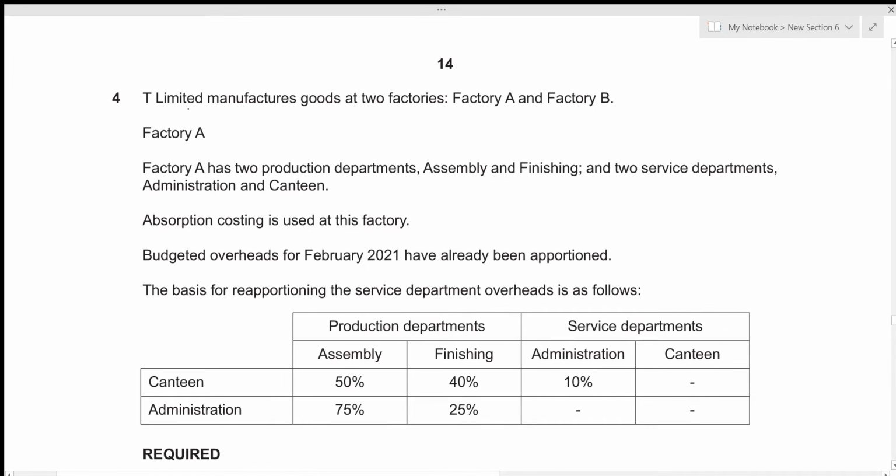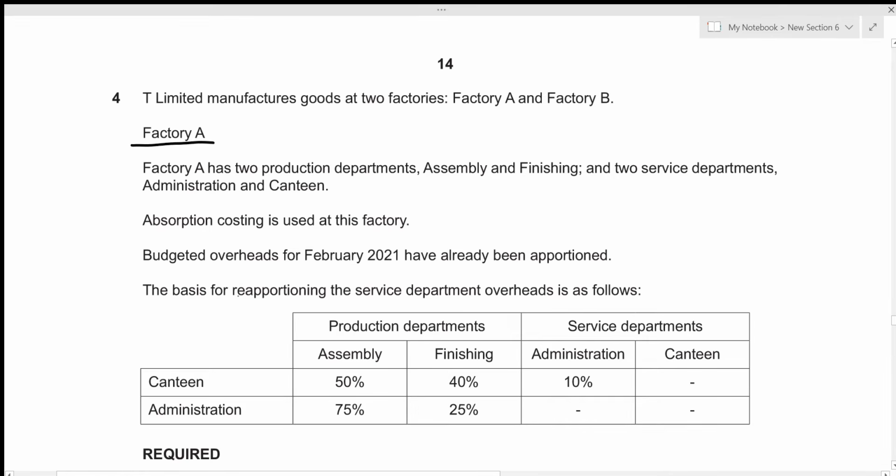We are given T Limited, which manufactures goods at two factories, factory A and factory B. We are given information relating to factory A. It has two production departments, assembly and finishing, and two service departments, administration and canteen. Absorption costing is used at this factory, and budgeted overheads for February 2021 have already been apportioned.